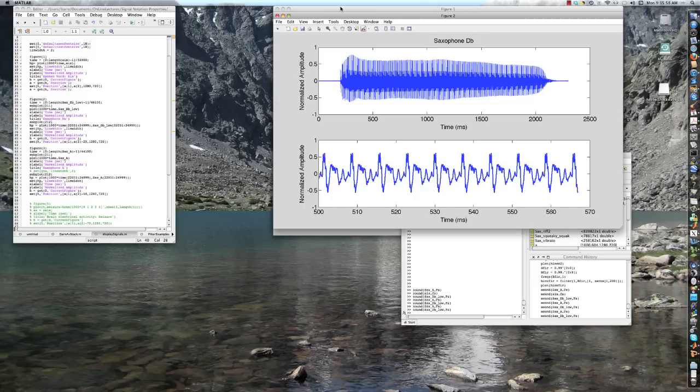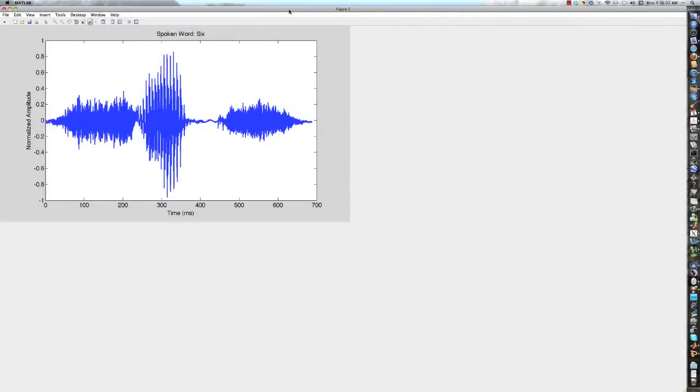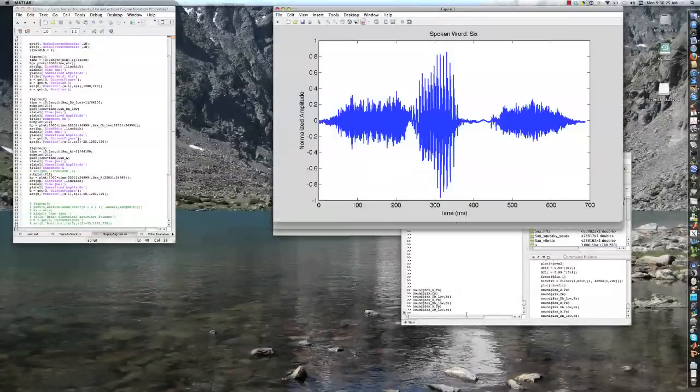Well, next let's look at voice, human voice, with the spoken word 6. And what we have here is a recording, and the first part is the S sound. We got S, and then we have the I, and then the X sound. So this is the word 6. And in fact, let's play that before we go further.